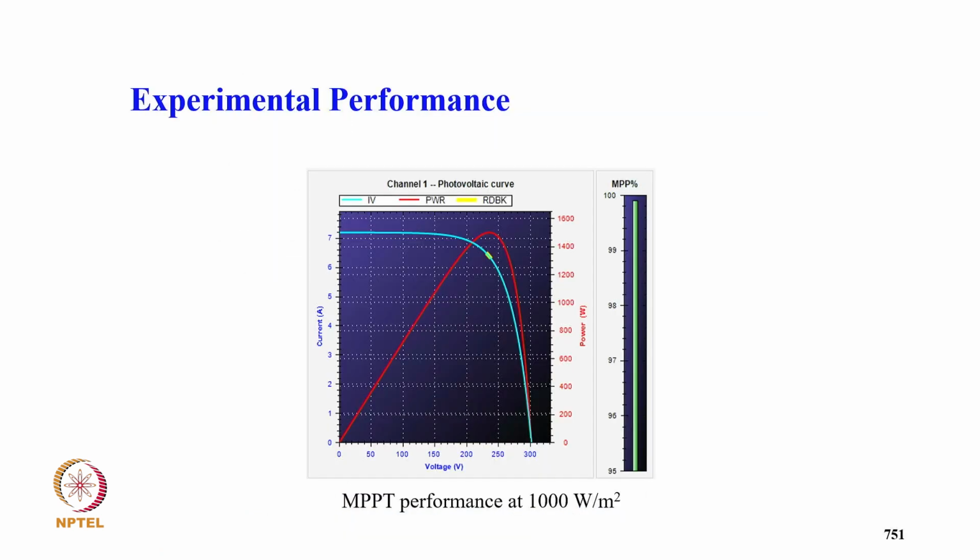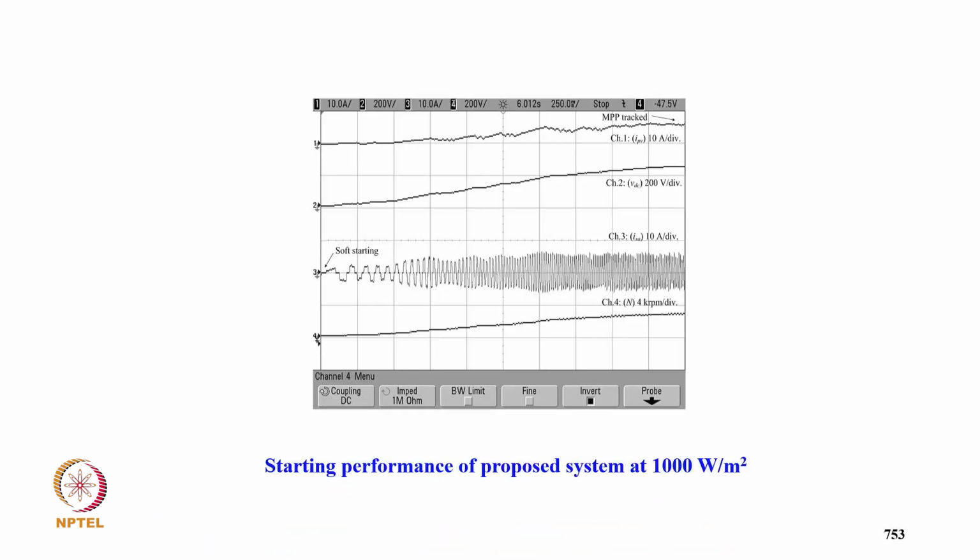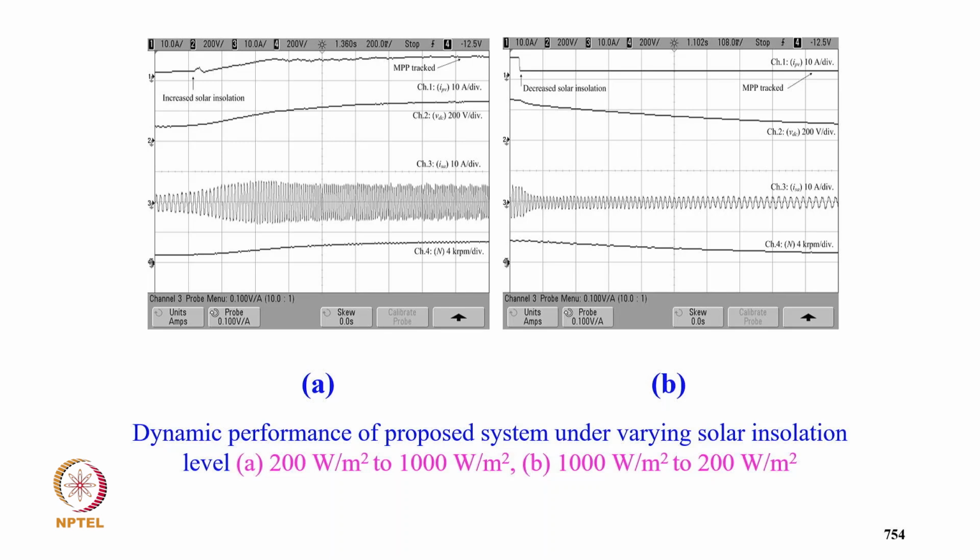Then the MPPT performance at 1000 watt per meter square, the experimental performance corresponding to PV voltage, PV current, PV power, and DC link voltage. Then the 3-phase winding current of the motor and speed for different insulation, 1000 watt per meter square and 200 watt per meter square. Then the PV voltage, PV current and DC link voltage, and winding current and speed during insulation change, during the starting, and then the increase in solar insulation and decrease in solar insulation.